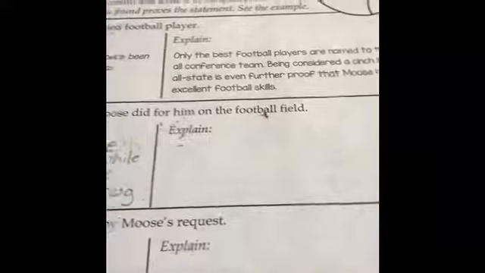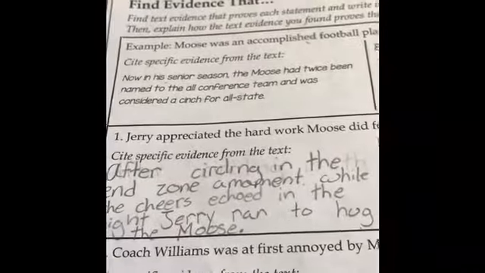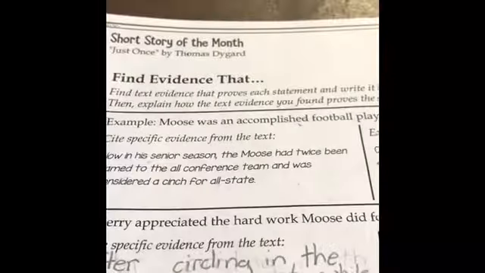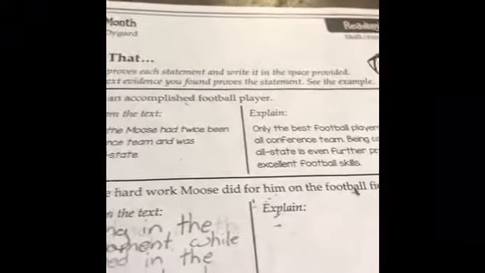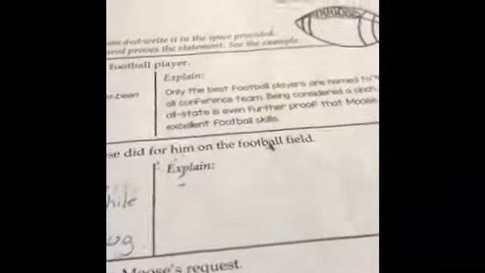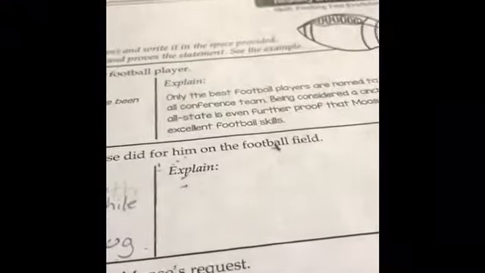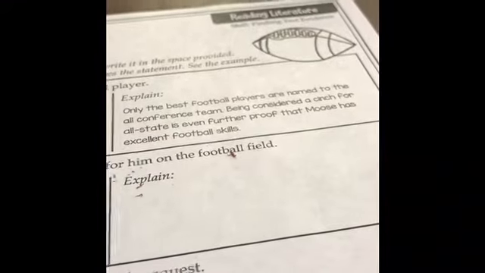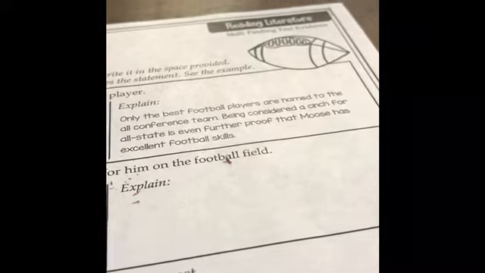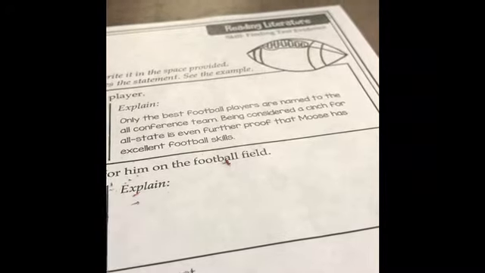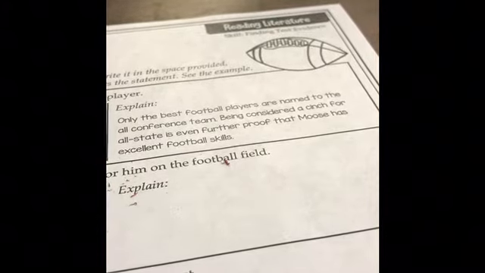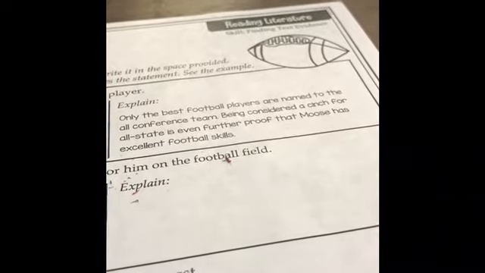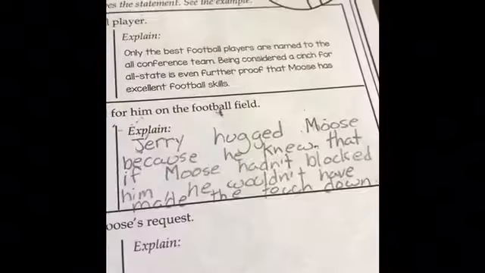Right, so now we need to explain our citation. How does this citation prove that Jerry appreciated the hard work Moose did for him on the football field? Well, let's think about that. Why would Jerry hug Moose? I believe Jerry hugged Moose because he knew that if Moose hadn't blocked for him, there's no way he could have scored the touchdown. So I'm going to write that down right here under explain.